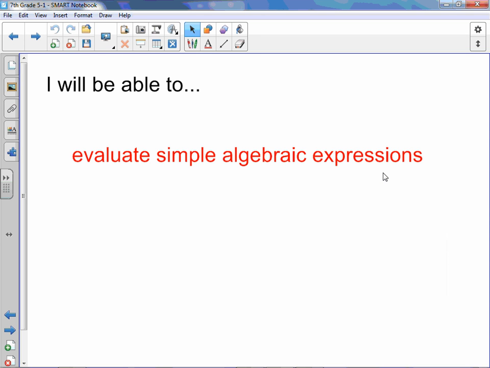Chapter 5, Lesson 1, Algebraic Expressions. You will be able to evaluate simple algebraic expressions.